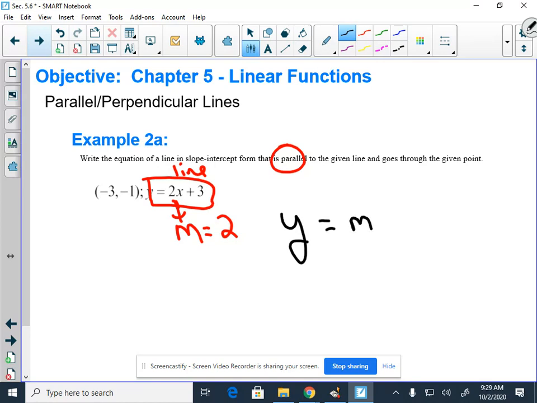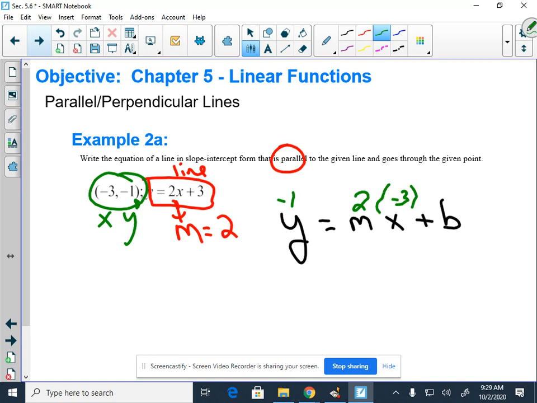y equals mx plus b, we're going to take some things in this problem and we're going to replace it. Instead of m, I'm going to put in a 2. Instead of y and x, I'm going to take this, because they've given me an x and a y that I can substitute in. So for y, I'm going to put in negative 1, because that's the y coordinate. For x, I'm going to put in negative 3. So what I get is negative 1 equals 2 times negative 3 plus b. Negative 1 equals negative 6 plus b.